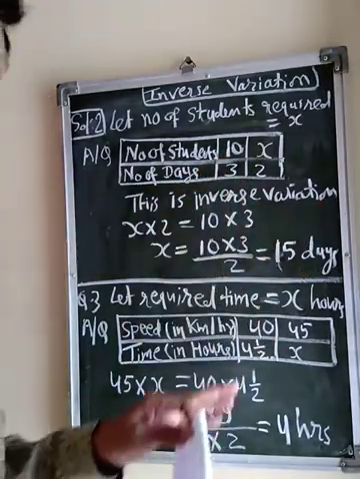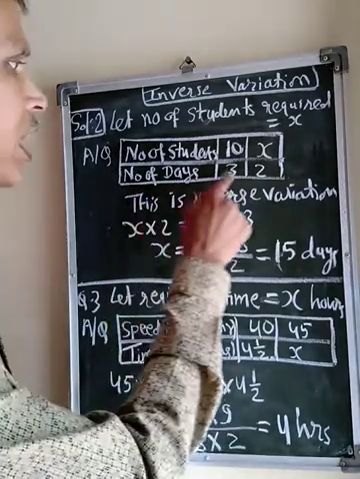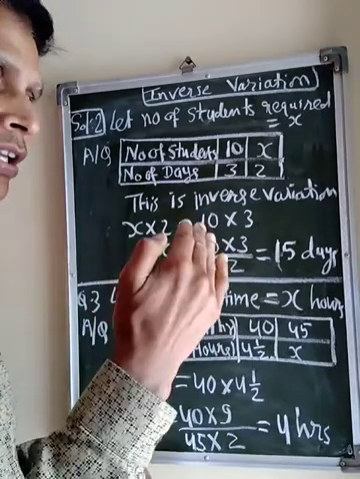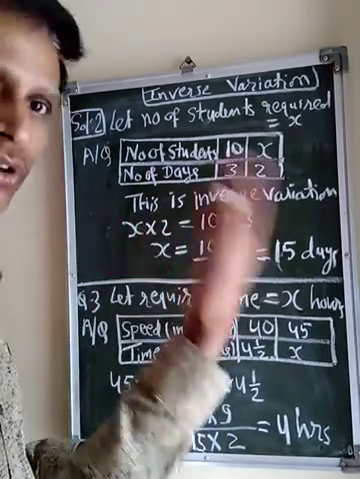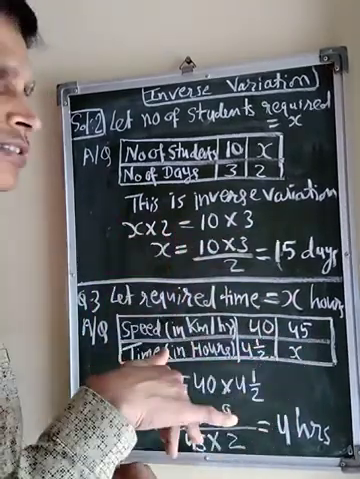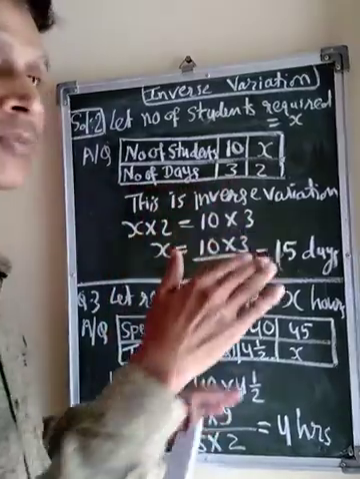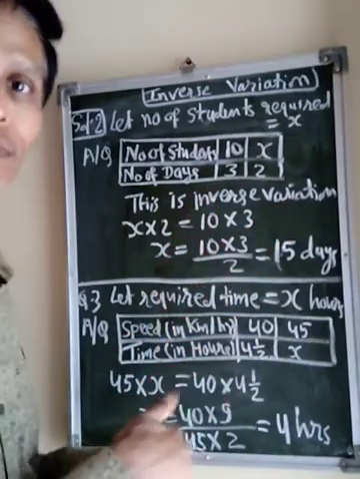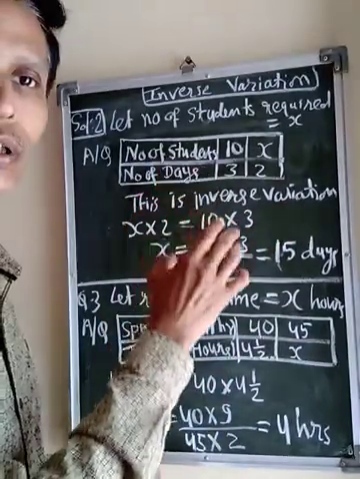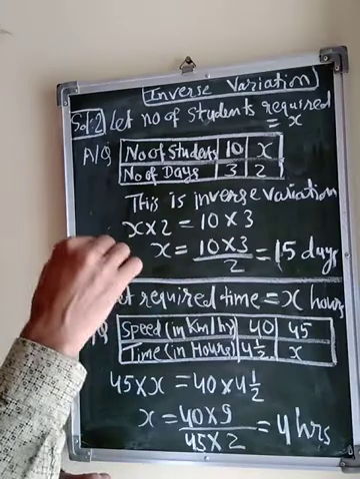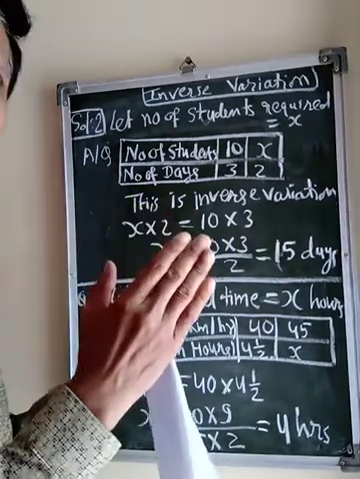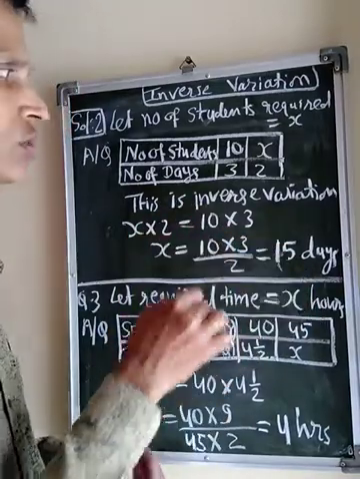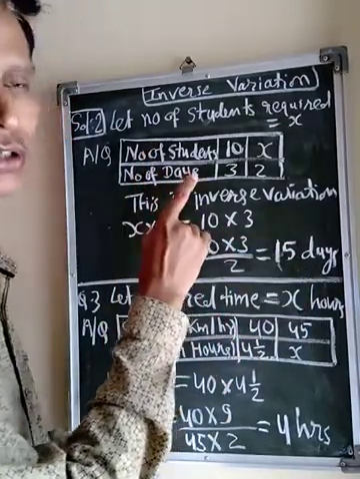But if they are asked to complete the work in 2 days, do you think they require more students or fewer? If the number of days is reduced, the number of students will be more so that they can finish early. So this situation is inverse variation. First you have to understand whether the situation is direct variation or inverse variation.